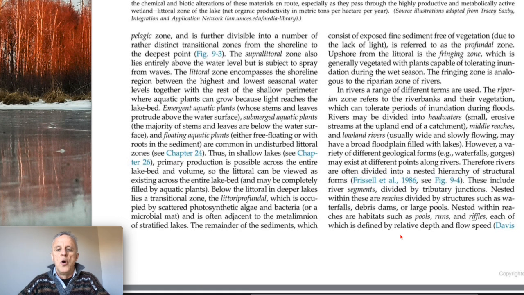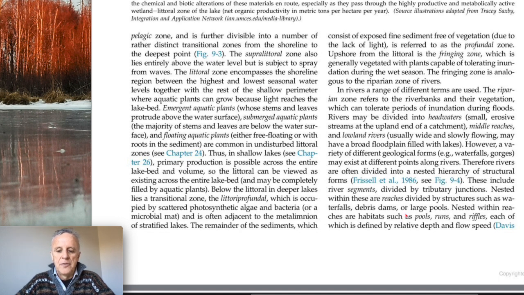In rivers, a range of different terms are used. The riparian zone refers to the riverbanks and their vegetation, which can tolerate periods of inundation during floods. Rivers may be divided into headwaters, small erosive streams at the upland end of a catchment, middle reaches, and lowland rivers.